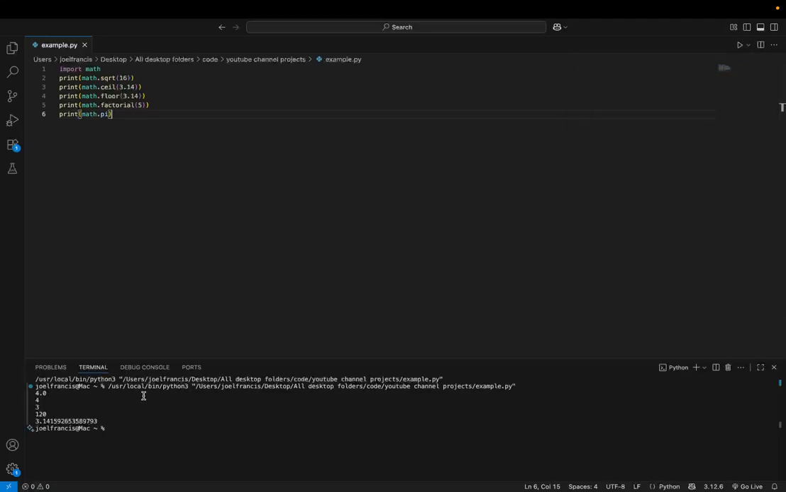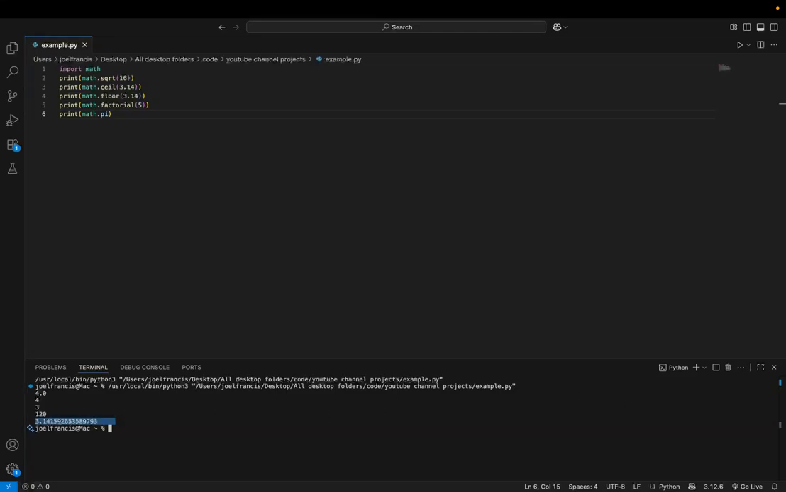So math dot square root 16 gives us 4.0. Math dot ceil 3.14 gives us 4. Math dot floor 3.14 gives us 3. Math dot factorial 5 gives us 120, and math dot pi gives us those digits of pi right there.